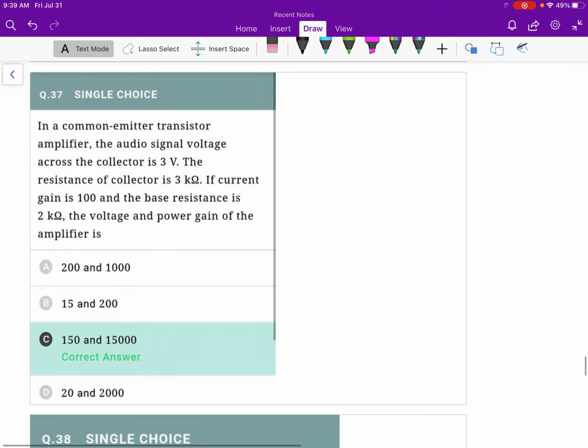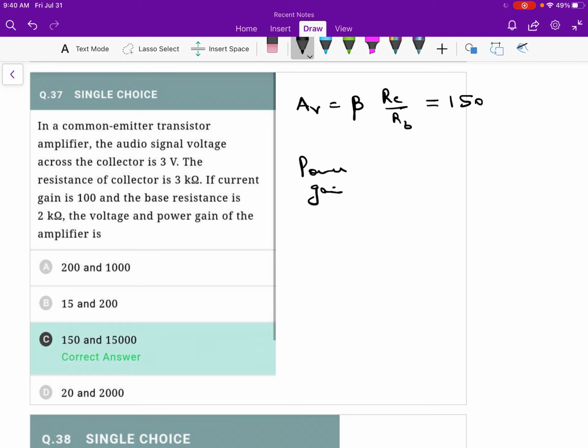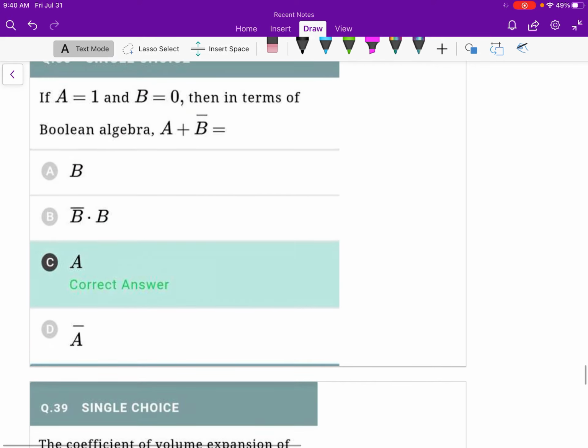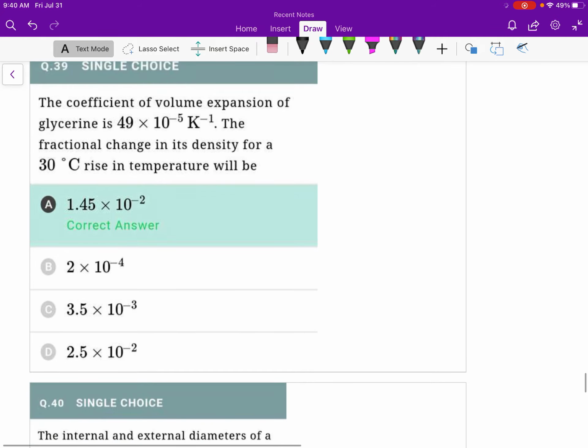In a common emitter transistor amplifier, the audio signal voltage across the collector is 3 volts. So we are given Vi, the current amplification factor, base resistance and collector resistance. So we know voltage gain AV is beta into RC by RB. On placing the values, we get 150, and now power gain is beta into voltage gain, so that is 150 into 100, so 15,000. So C is the correct option. Now Boolean algebra, straightforward question, let's move ahead.